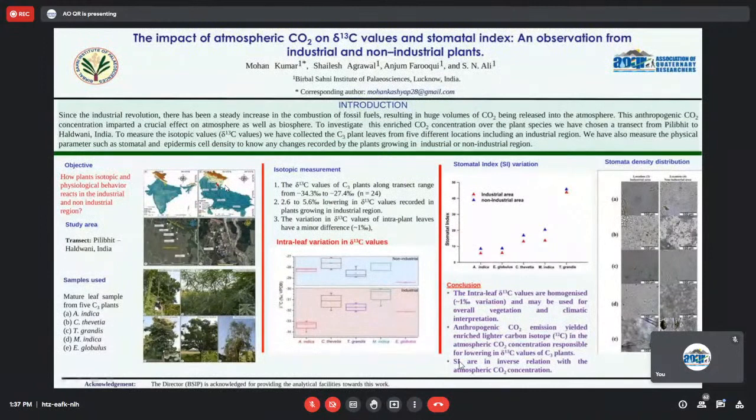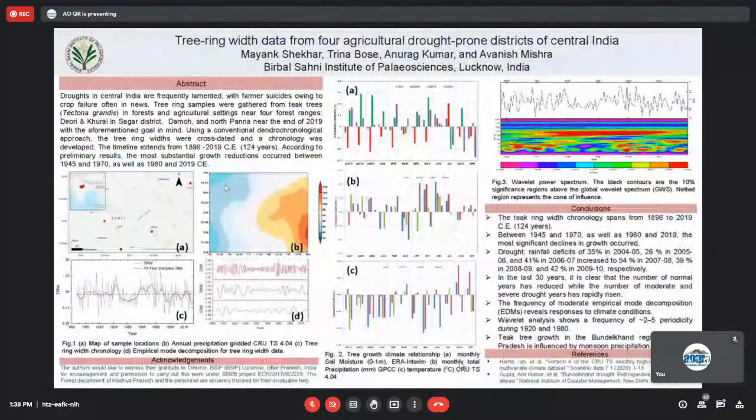Thank you for your presentation. And now we'll move on to the next presentation, by Dr. Mayank Shekhar and other group scientists, Dr. Trina Bose, Dr. Anurag Kumar, and Avinash Mishra. The title of the poster is Tree-Ring Data from 4 Agriculture Drought-Prone Districts of Central India. Thank you, sir. Over to you.